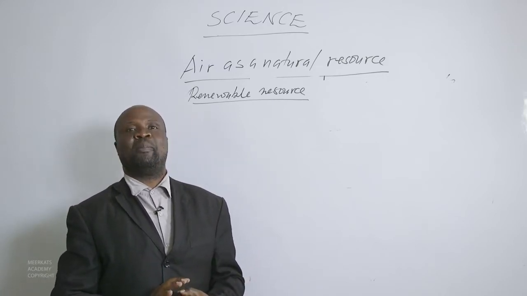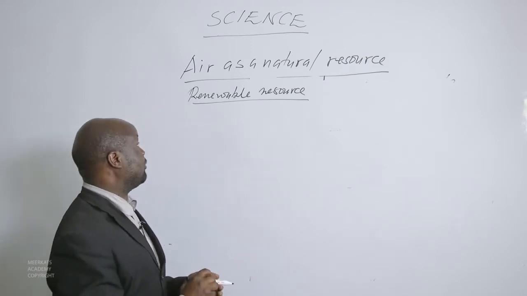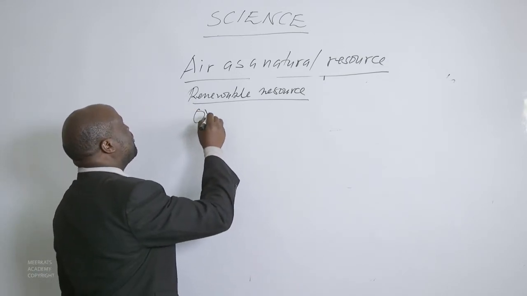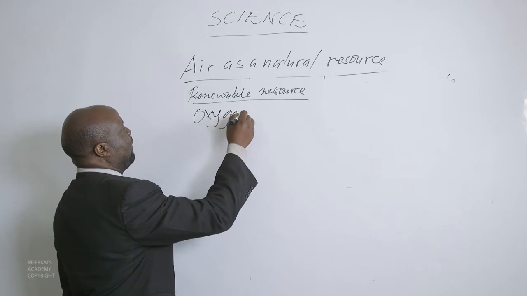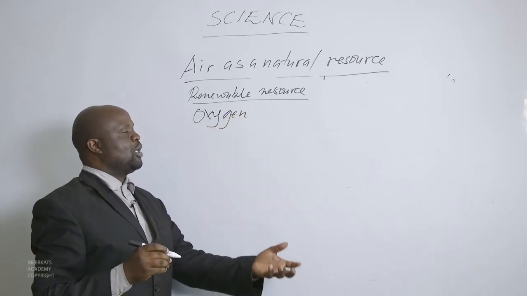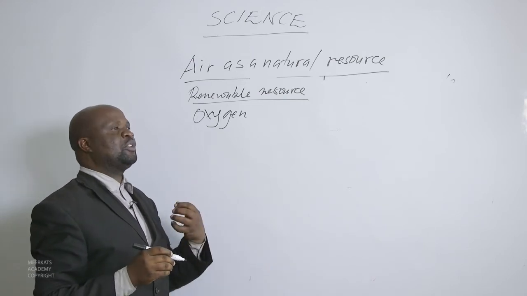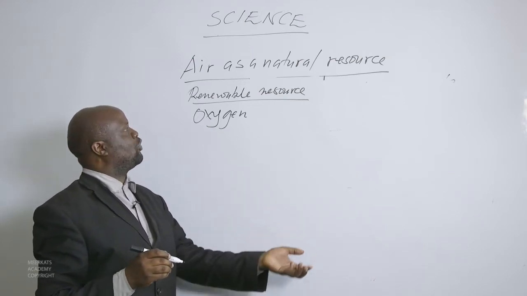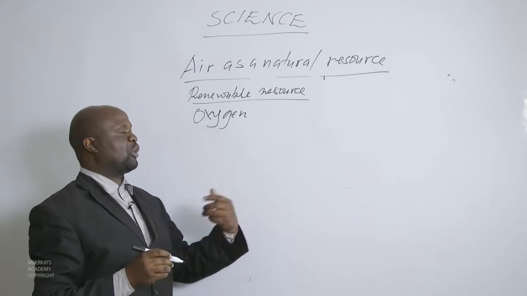When we are talking about renewable sources, we have identified oxygen as renewable. Oxygen is a gas. Oxygen is a renewable source because of the way living things use oxygen, and plants are there to manufacture the same oxygen to replace it.